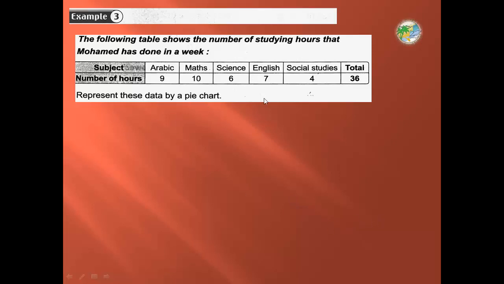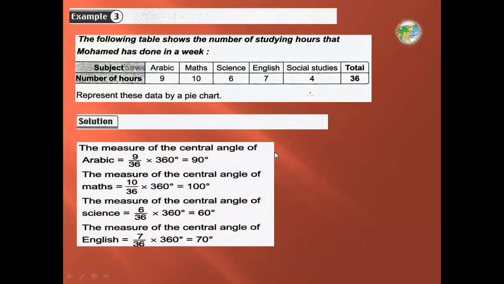Before drawing any circle, we should determine the central angle. The measure of the central angle of Arabic is 9 over the total number 36 times 360. Remember that 360 is the sum measure of angles around the center of the circle, which is called the accumulative angle. Then 9 over the total number of hours, which was 36: 9 over 36 times 360 equals 90. This is a right angle. Okay.